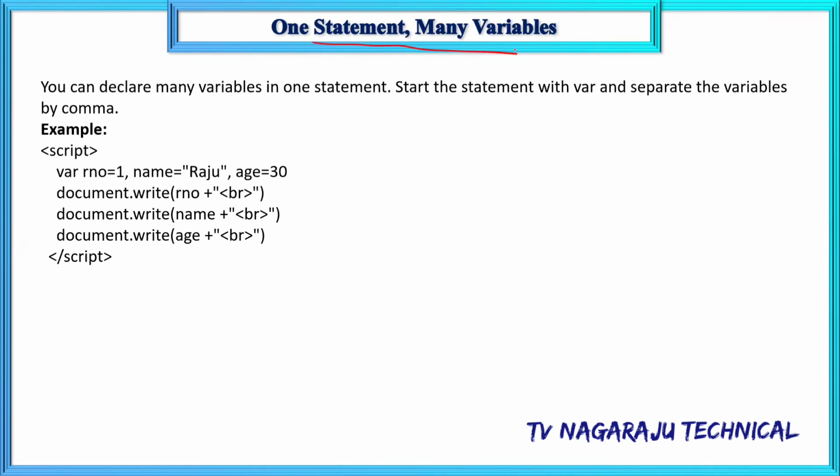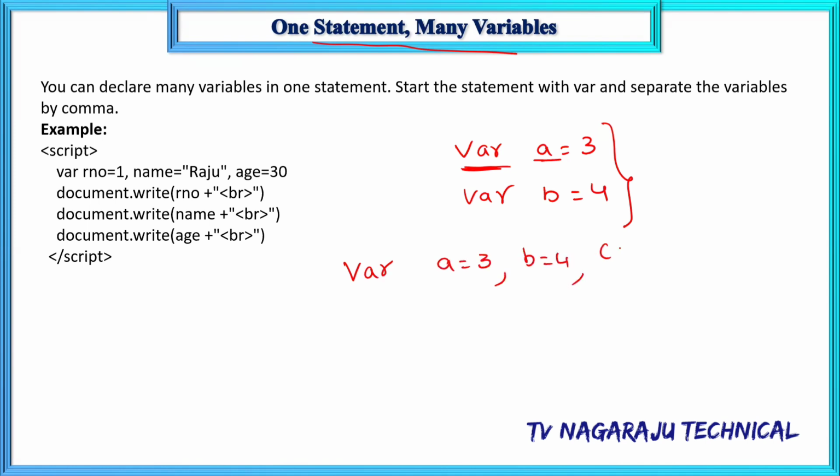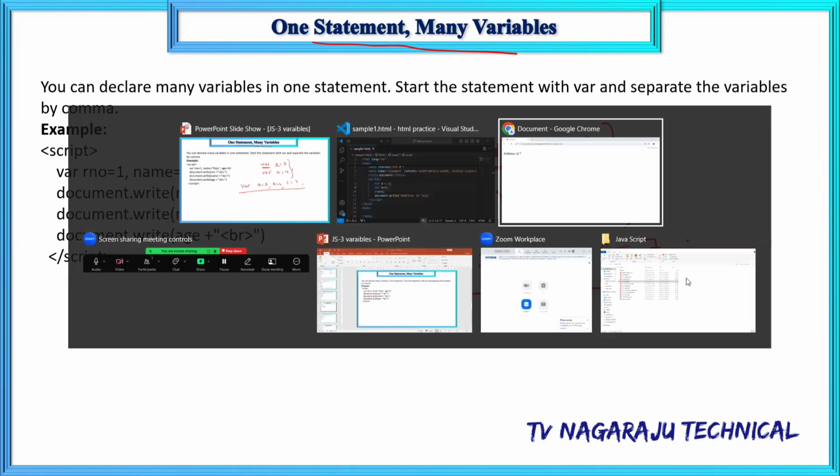Now, one statement, many variables. What is the meaning? In my previous example, I have two variables. Each and every variable, suppose var A = 3, var B = 4, like this, each and every one, we are declaring one variable. Instead of this, if you have multiple variables, in a single line var A = 3, comma, B = 4, comma, some C = 7, like this also we can declare.